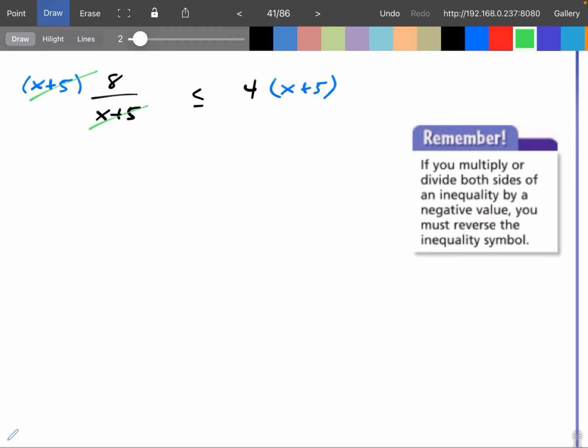Then you should see that on the left-hand side over here, these will cancel out now. So then you get a nice equation all on one line, right? You get 8 is less than or equal to, and I'll go ahead and distribute that 4. So I'm going to do 4 times x and 4 times that positive 5. So that's going to give me 4x, and then 4 times positive 5 is positive 20, so plus 20.